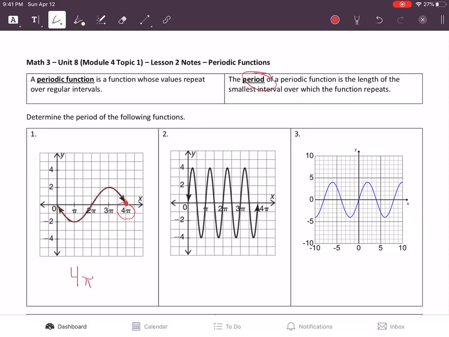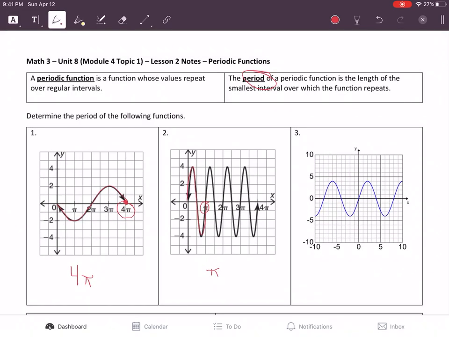Okay, and number 2, we start going up. We go down past the x-axis. We go up again, and when we're about to start repeating the graph, this is our period. It's pi long on the x-axis. All right, they don't always have to be in radians, but most of the time they are. In this case, in number 3, it is not in radians.